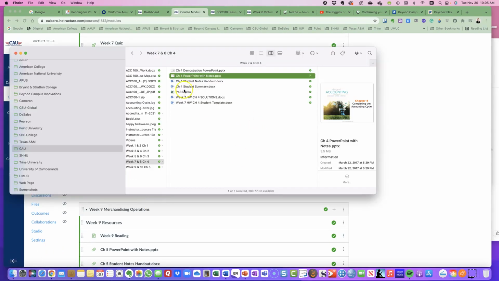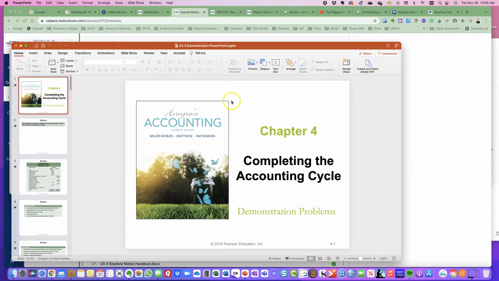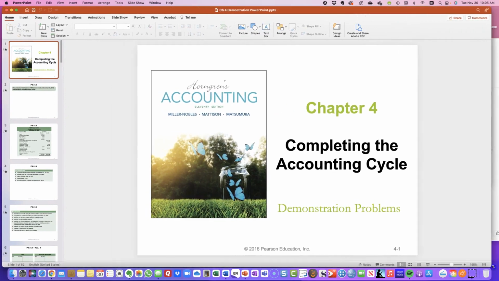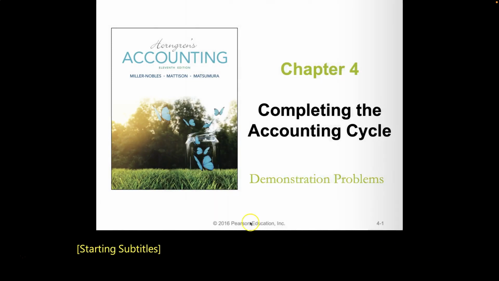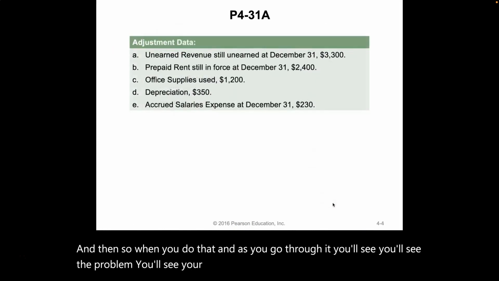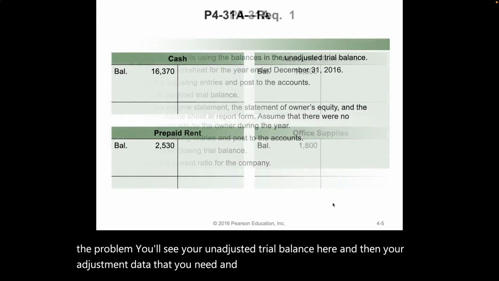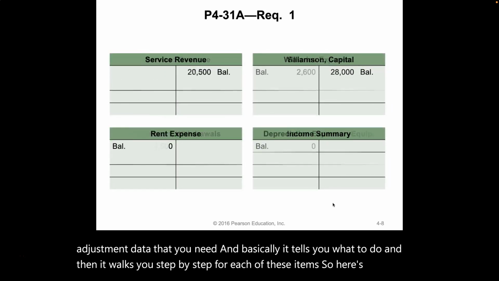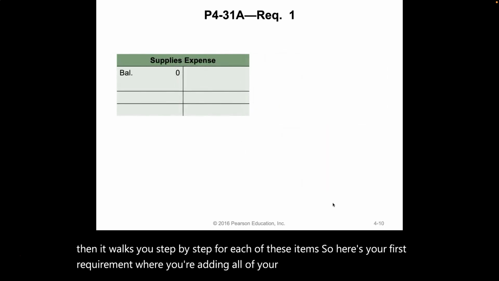So the last order of business that I want to do is show you the demonstration problems. Basically what I tried to do is select for your assignment problems that relate to this particular problem. If you see here, let me put this in slideshow mode. As you go through it, you'll see the problem, your unadjusted trial balance, and then your adjustment data that you need. It tells you what to do, and then walks you step by step for each of these items. So here's your first requirement, where you're adding all of your balances in to each of the accounts.